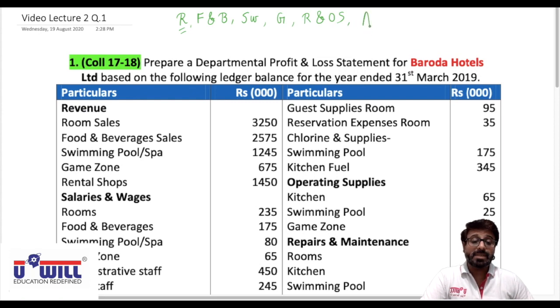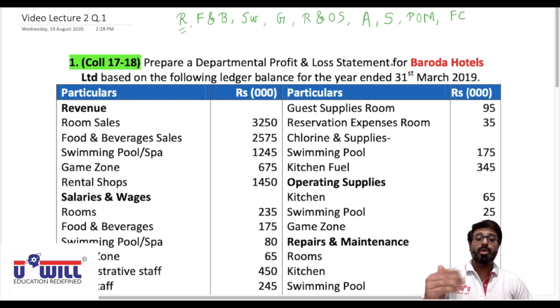Then administrative expenses, A. Sales promotion expenses, S. Property operation and maintenance charges, POM. I repeat carefully, see these markings so that two markings are not the same. Then fixed charges. Whatever things come in fixed charges, simply FC. That will include rest in DPs. You all must remember the shortcut. So rates and taxes, insurance, interest, depreciation, and profit or loss on sale of asset. Those things will come in fixed charges.